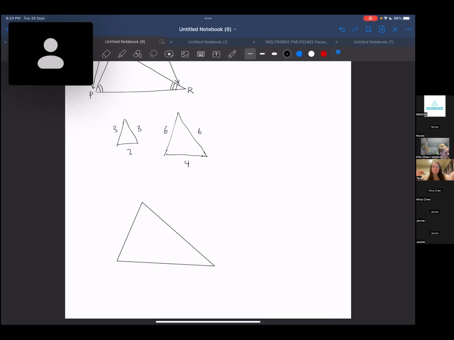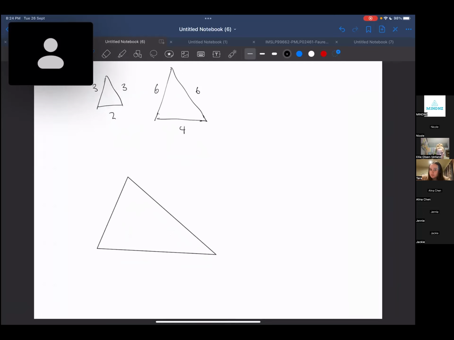Are we meant to have drawn a triangle yet? Yeah, it would be good if you guys could draw along while I'm drawing right now, actually. As I'm doing it, feel free to do it as well.